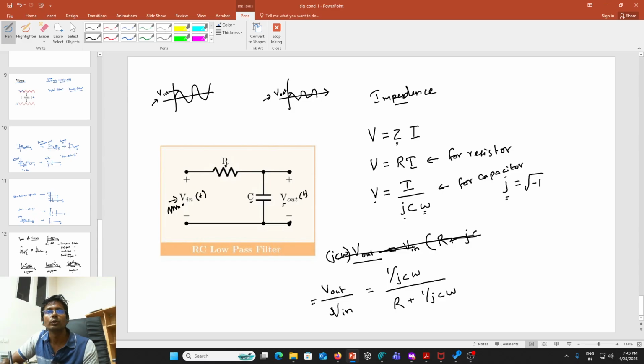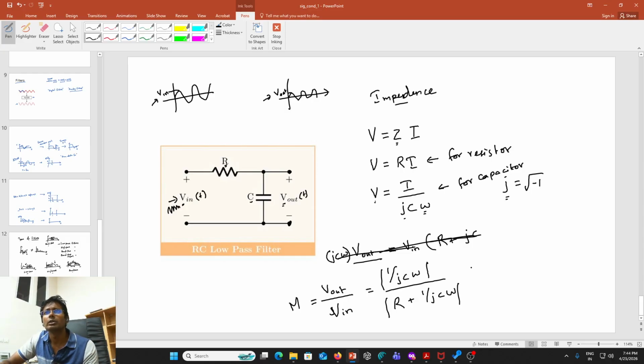This is also known as the magnification factor. It means this is the amplitude of the output voltage, and this is the amplitude of the input voltage, and the ratio is called the magnification factor. And this is a complex number, which means we need to take an absolute value, the modulus of this complex number. So I need to put the modulus.